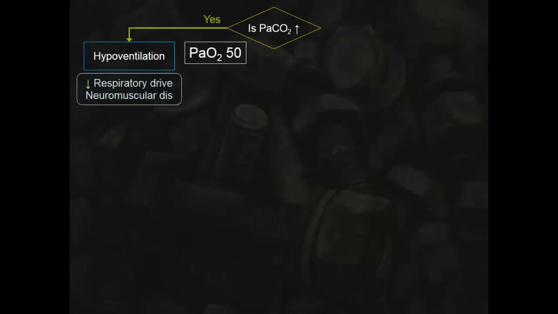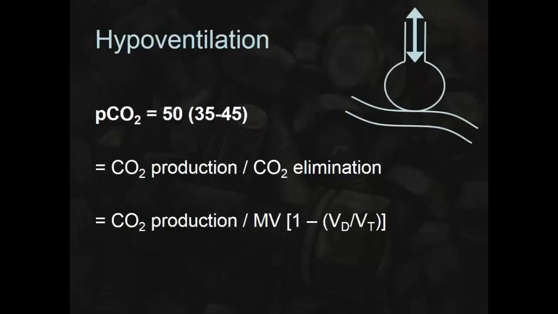So when I say that the mechanisms here are decreased respiratory drive and neuromuscular disease, this only addresses poor elimination, but it doesn't address increased production. So CO2 production over CO2 elimination. CO2 elimination is minute ventilation multiplied by 1 minus VD over VT. What does that mean? You know minute ventilation. Everybody knows minute ventilation. It's respiratory rate times tidal volume.